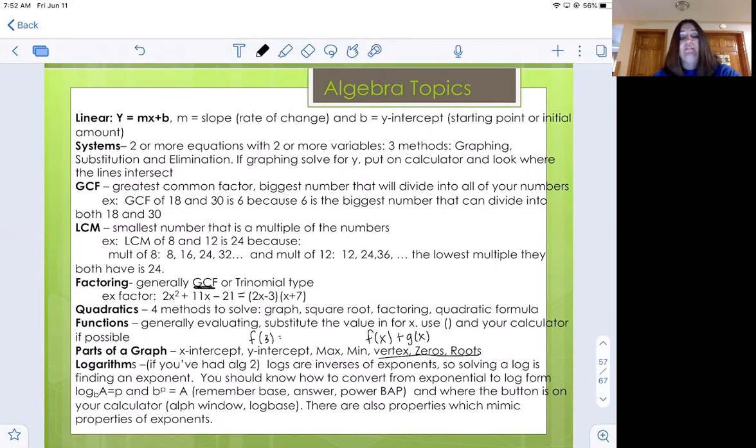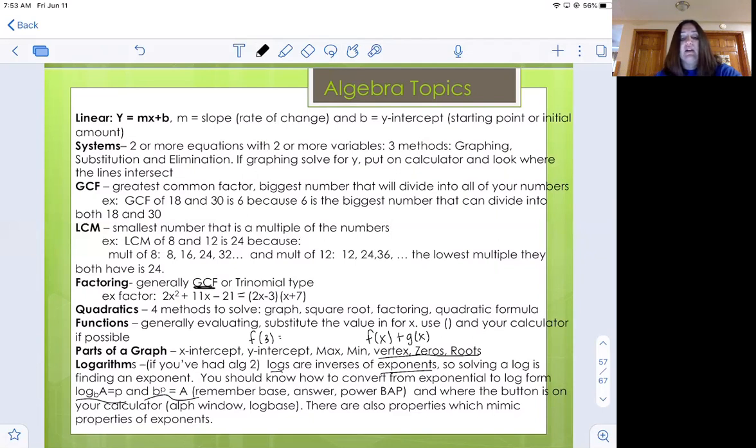Logarithms. If you have had Algebra 2 or a college algebra class, you would want to know that logs are inverses of an exponential function. So a log is really an exponent. So you have to be able to convert from one form to the other, and it kind of shows you how to do that here. And they say base answer power. If you were in Algebra 2, a lot of teachers teach it that way.